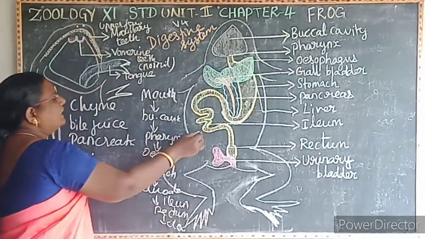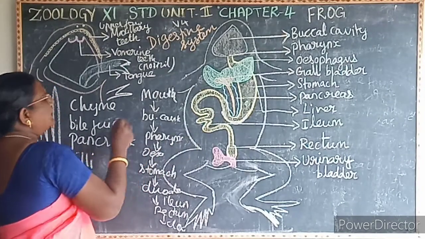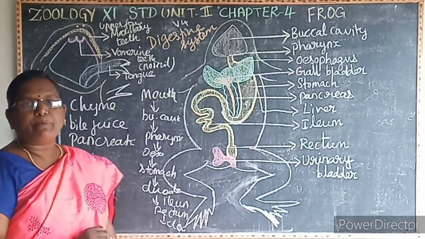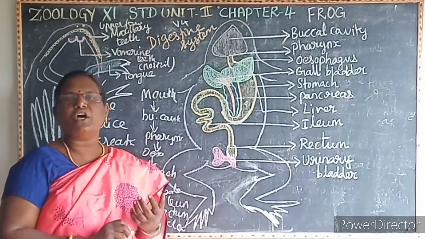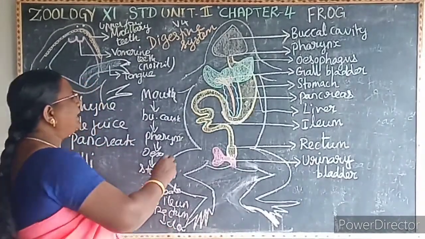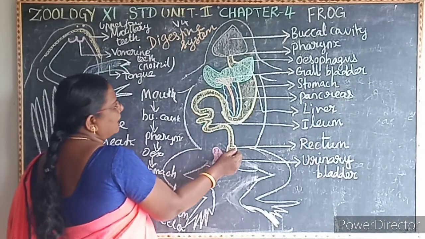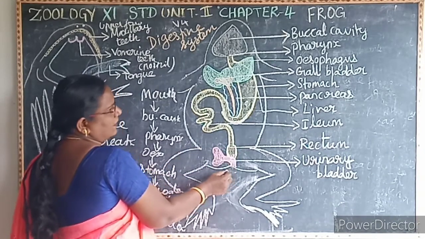So here in the intestine, in the ileum, there are small finger-like projections. They are known as what? Villi. So these villi help to absorb the digested food. Then the undigested food passes out through the rectum and then into the cloaca.